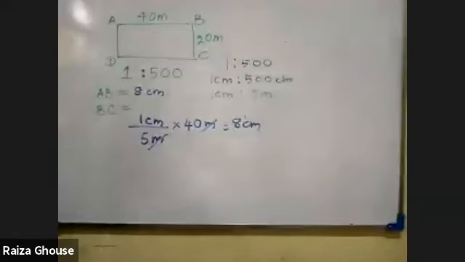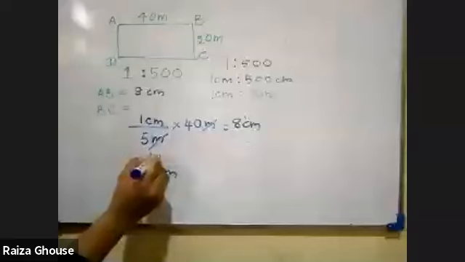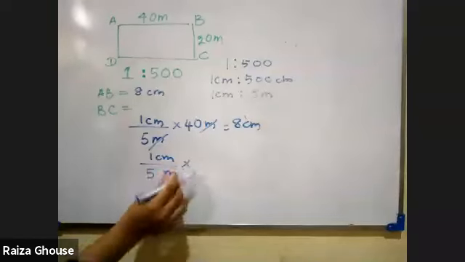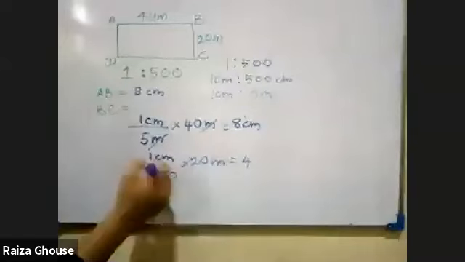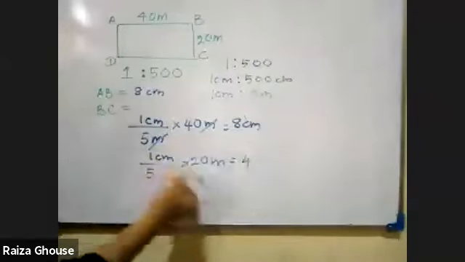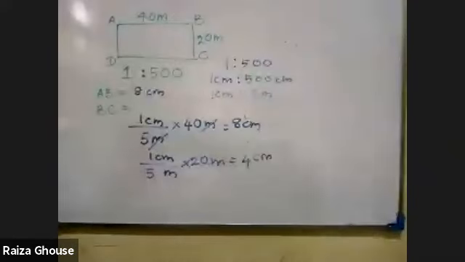In your book, measure 8 centimeter and draw the length AB. Similarly, the breadth will be 20 meter here, and that will be 20 divided by 5, 4 centimeter. Draw the breadth 4 centimeter. So see how easy.